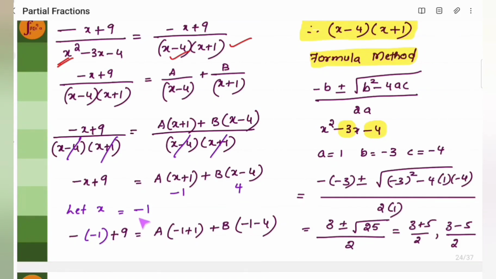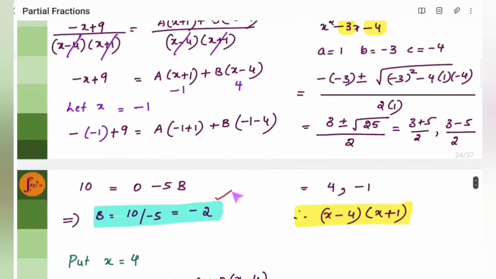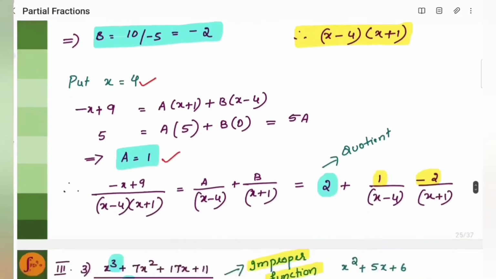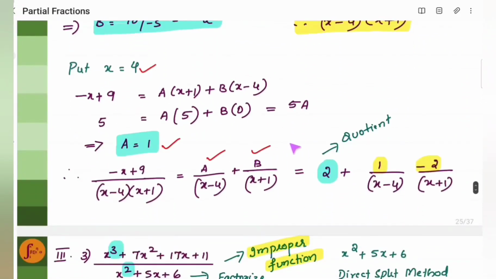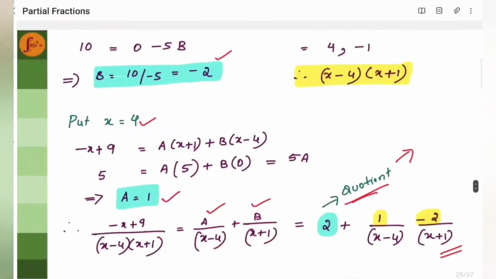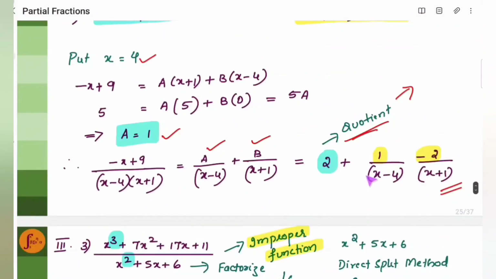Now substitute x is equal to minus 1 and you'll get the value of B. Then you substitute x is equal to 4 and you'll get the value of A. Now you substitute A and B values and you get the final answer. But remember to put the quotient, right? Most of the times we forget to put the quotient. Since this was an improper fraction, we'll have to put the quotient here. The quotient we had got was 2. So finally we have to add 2 to this entire partial fraction.